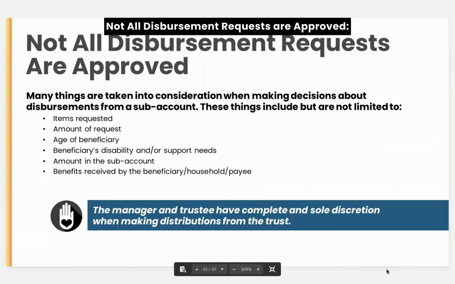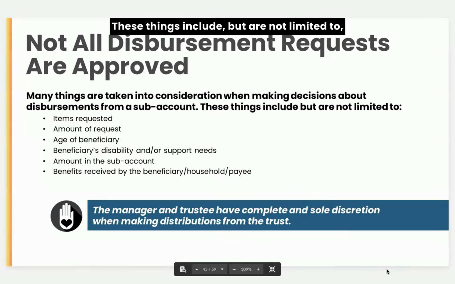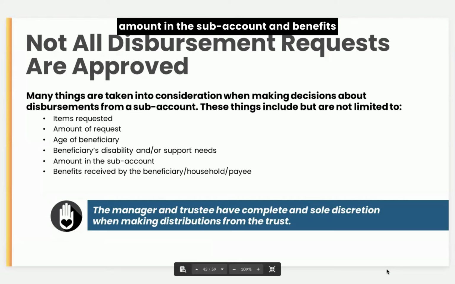Not all disbursement requests are approved. Many things are taken into consideration when making decisions about disbursements from a subaccount. These things include, but are not limited to, items requested, amount of request, age of beneficiary, beneficiary's disability and/or support needs, amount in the subaccount, and benefits received by the beneficiary, household, or payee. The manager and trustee have complete and sole discretion when making distributions from the trust.